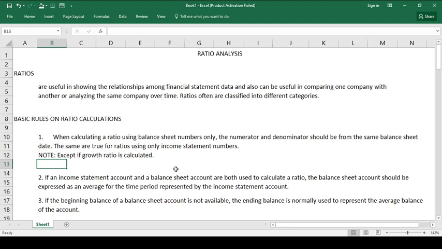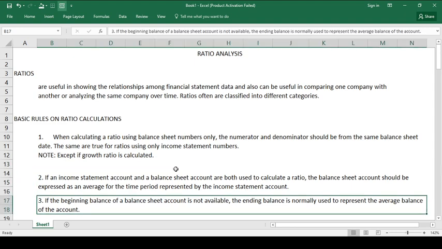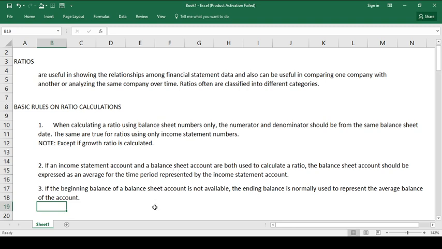Okay? The second rule on ratio calculation is that if an income statement account and a balance sheet account are both used to calculate a ratio, ibig sabihin, there is a possibility that the income statement number is the numerator or the denominator. Same with the balance sheet, possible na maging denominator or numerator in the calculation of the ratio. The balance sheet account should be expressed as an average for the time period represented by the income statement account.